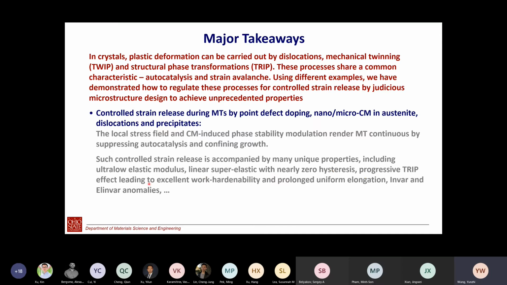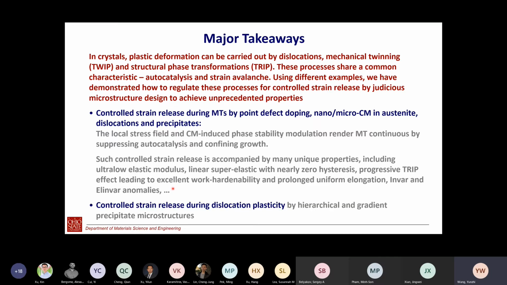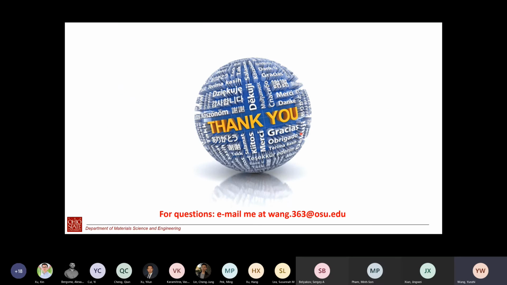You can have a very progressive TRIP effect, which gives you excellent work hardenability and also prolonged uniform elongation. This is also very important for material design. And then, of course, you can have the Invar anomalies, which I didn't have time to show today. All right, so you can also control strain release for dislocation plasticity by hierarchical and gradient precipitate microstructures. Nowadays, with the advanced material processing technology available, it's no problem for us to create such hierarchical and gradient precipitate microstructures. So you can let your imagination run wild and design whatever microstructure you need, and try to get the unique properties that you expect. So with that, I'd like to stop, and I'd like to thank you for your attention, and I would like to answer any questions you may have.